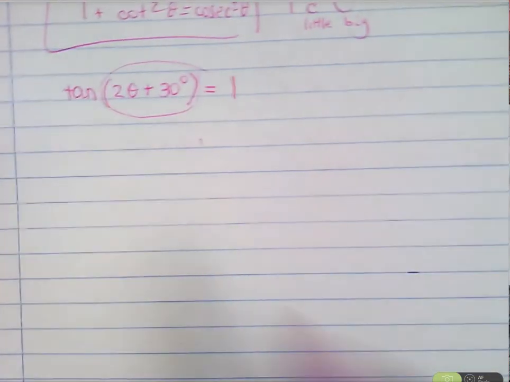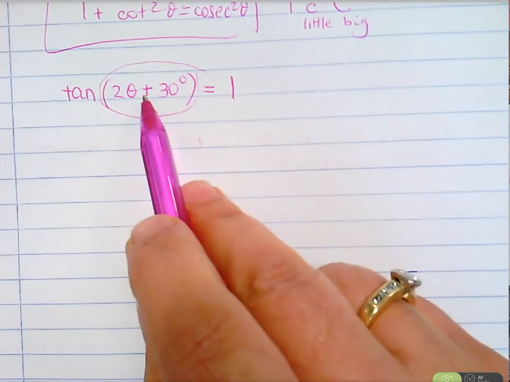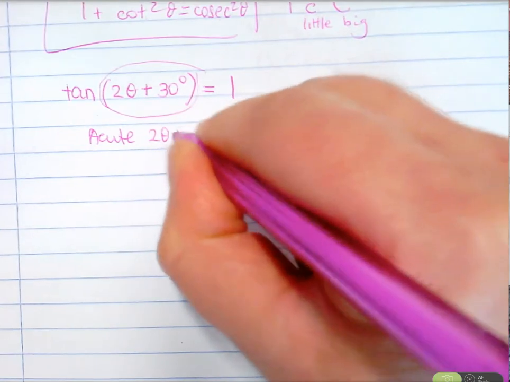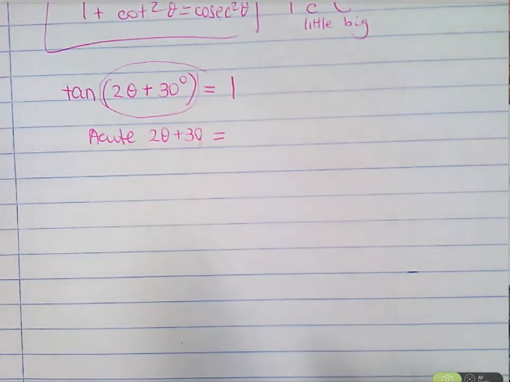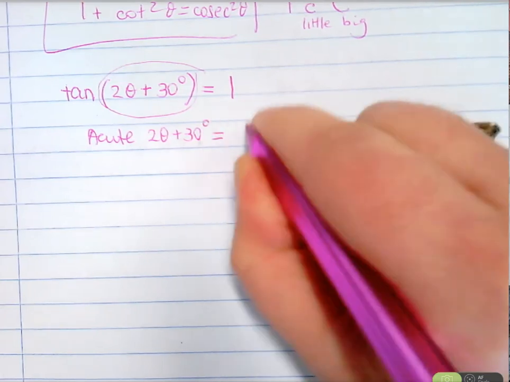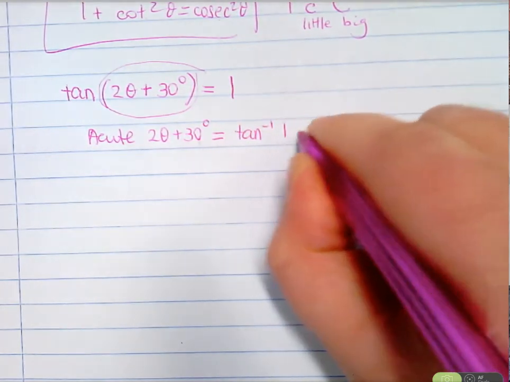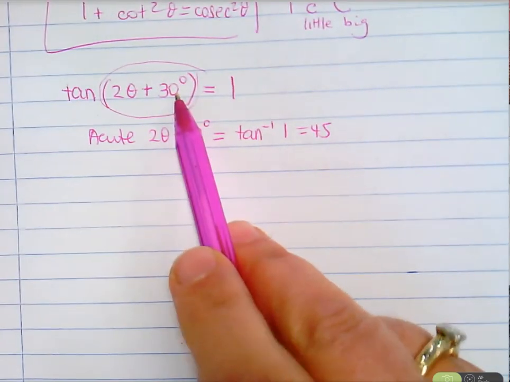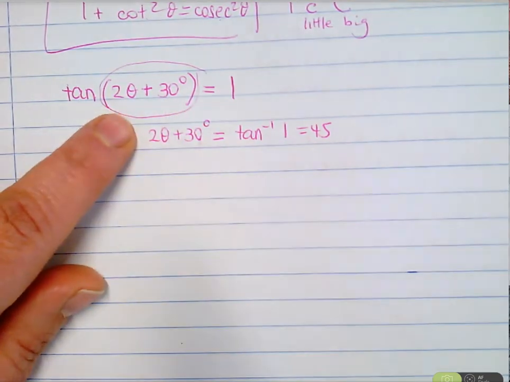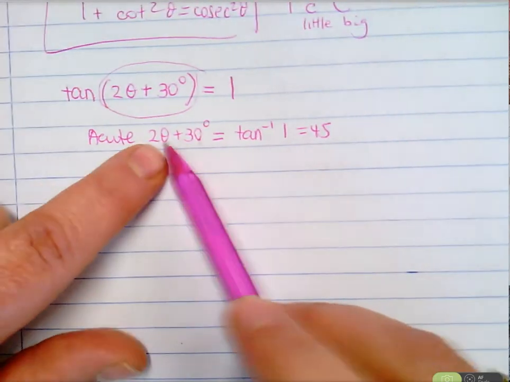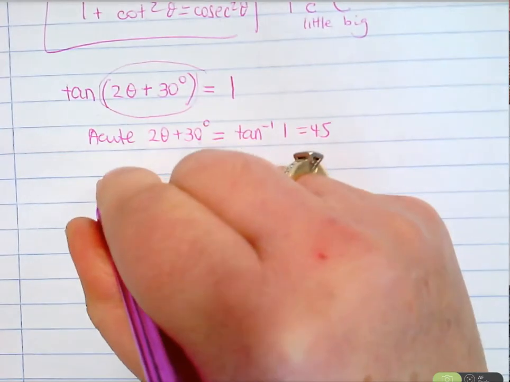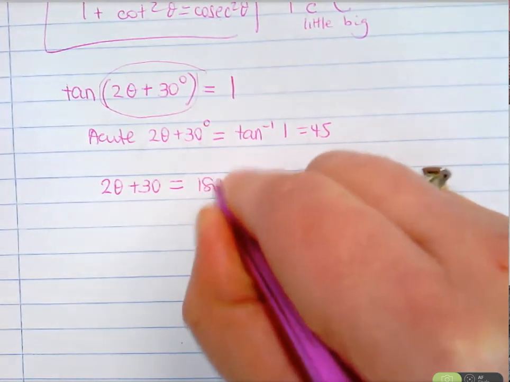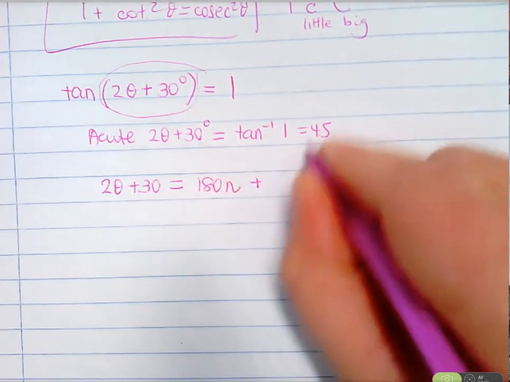So tan, that's your new acute angle. The acute angle 2 theta plus 30 will be tan to the minus 1 of 1, which is 45. Instead of just saying x here, it's that, but don't worry, just treat it as a normal theta. So what's the answer? Isn't it 2 theta plus 30 equals 180n plus 45?